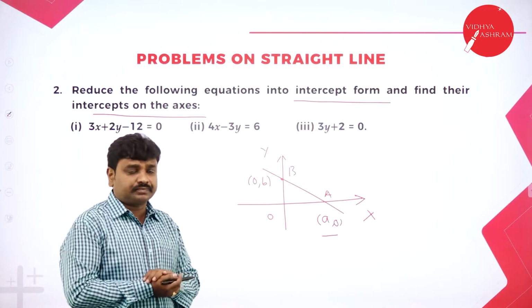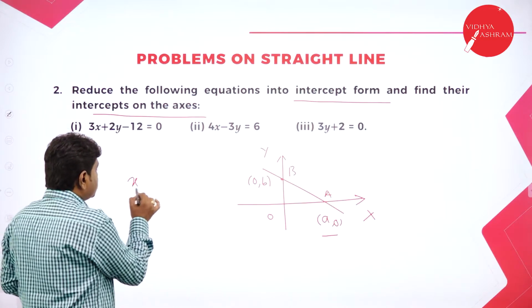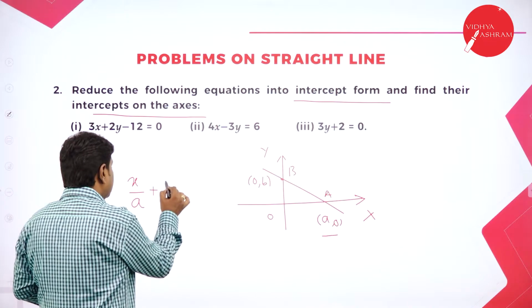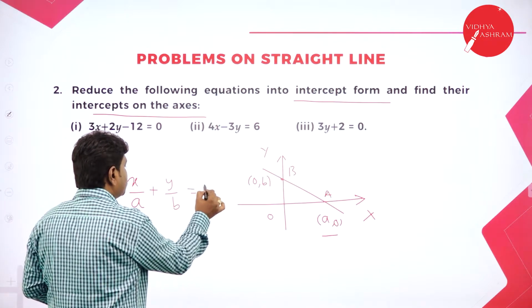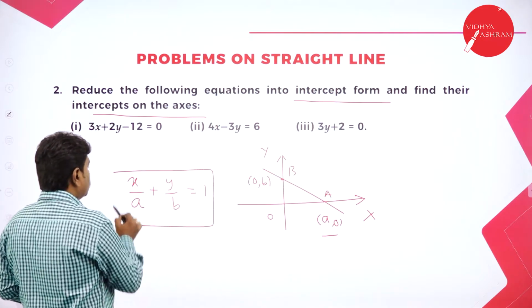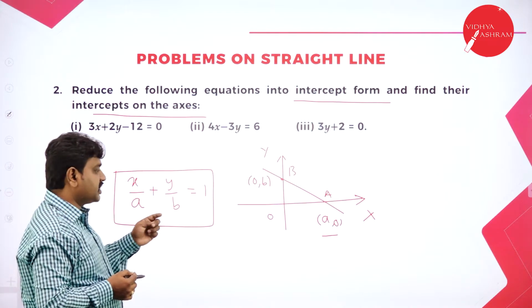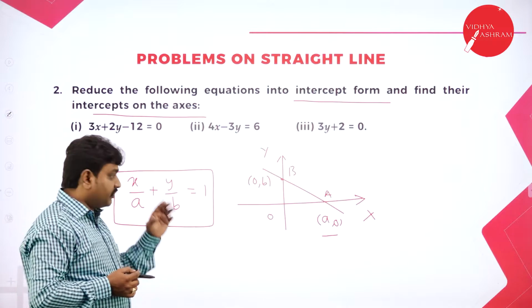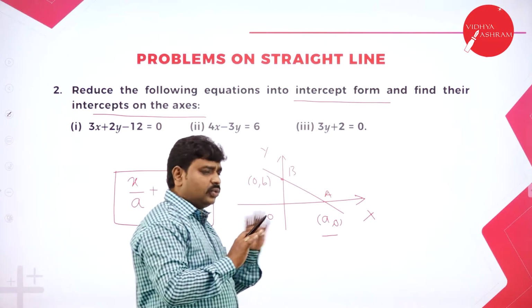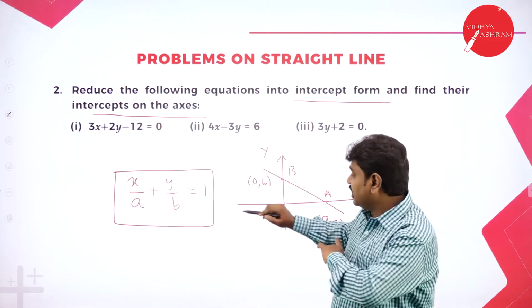Now coming to this, x by a plus y by b is equal to 1 is the intercept form of line. What is the intercept form of line? X by x-intercept plus y by y-intercept is equal to 1. And we have derived this also in the past classes. No need to derive, just I want you to write any line in this form.